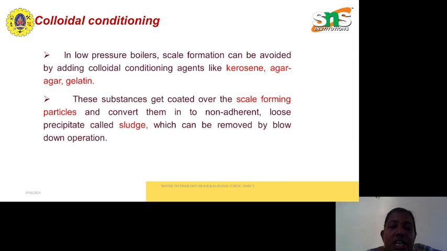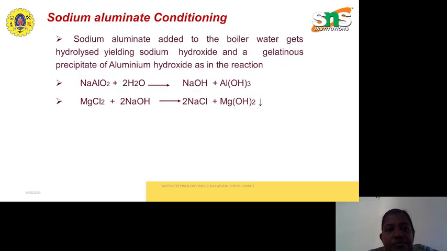Blowdown operation means removal of concentrated water by adding fresh water frequently, so it can be easily removed. In this colloidal conditioning method, all the scale forming substances are converted into sludge forming substances. Comparatively, sludge forming substances can be easily removed.